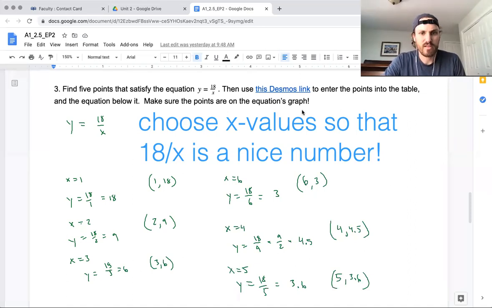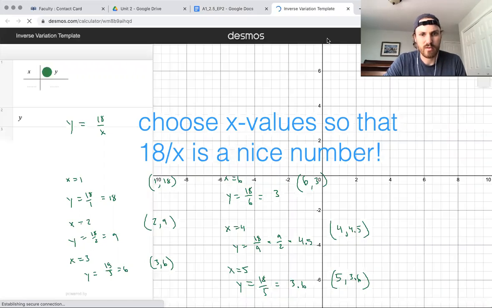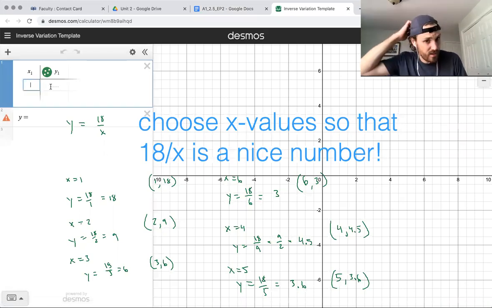All right, so let's look at this Desmos link and see if we can look at this. Okay, so it's pulling up here. I'm going to clear all my drawings and see. Well, actually, I'm not going to clear them yet. So here's the table, and I'm going to enter in my points.